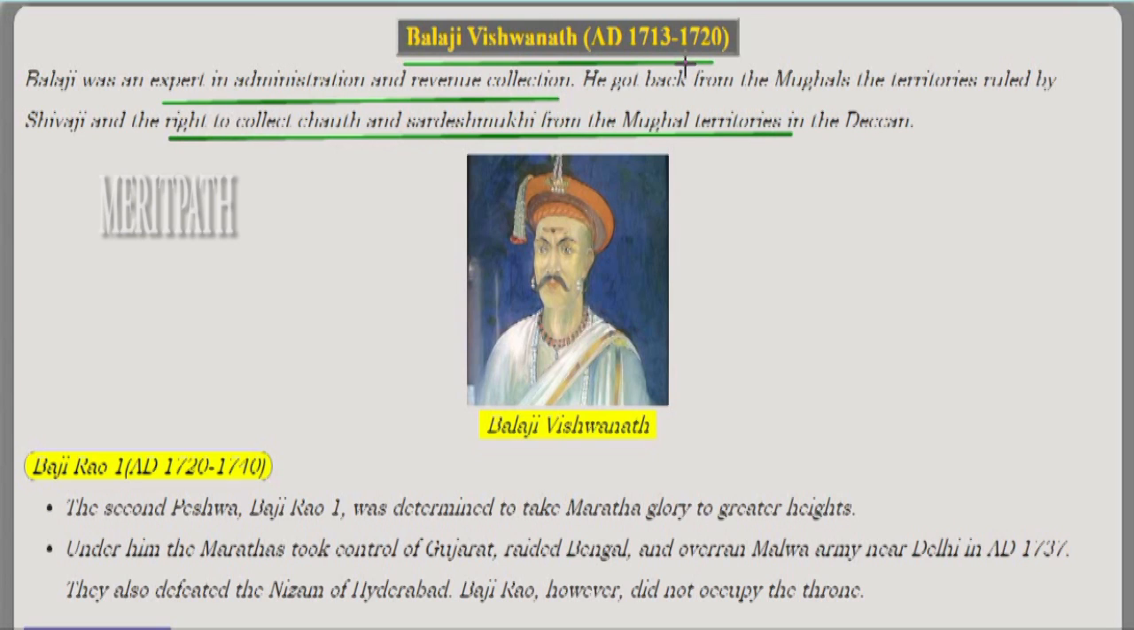So Balaji Vishwanath lived from AD 1713 to 1720. He was an expert in administration and revenue collection. So he got back from the Mughals the territories which were ruled by Shivaji, and he also got the right to collect the taxes known as Chauth and Sardeshmukhi. So in the Deccan region from the Mughal territories, he used to collect the taxes. This is the image of Balaji Vishwanath.